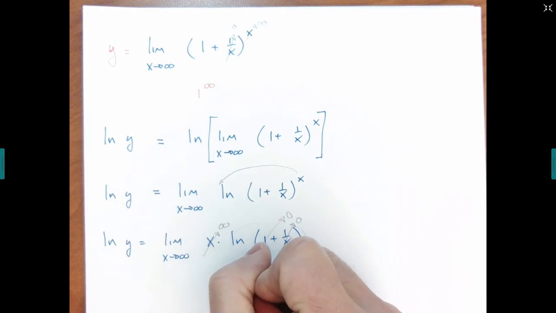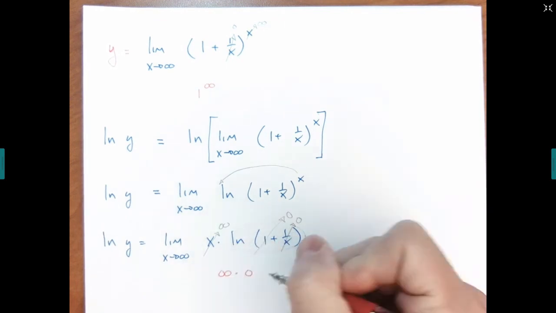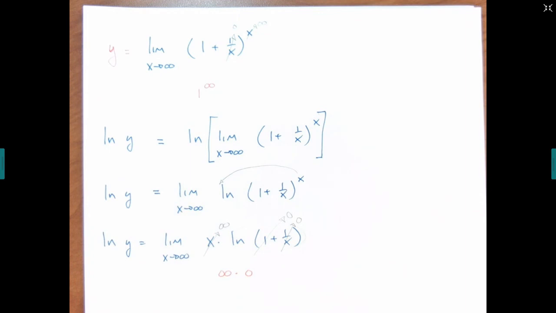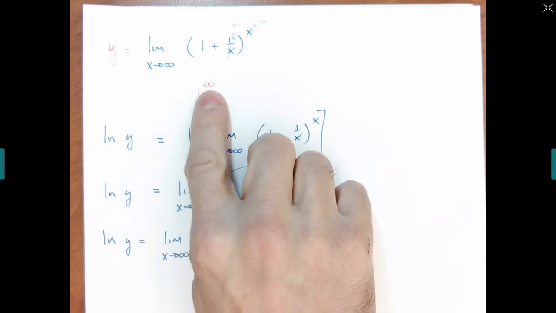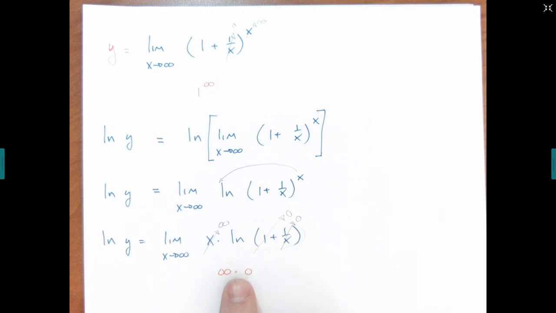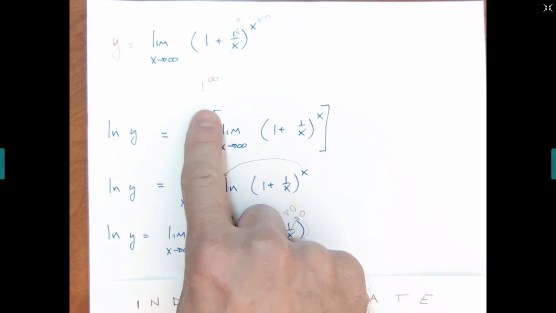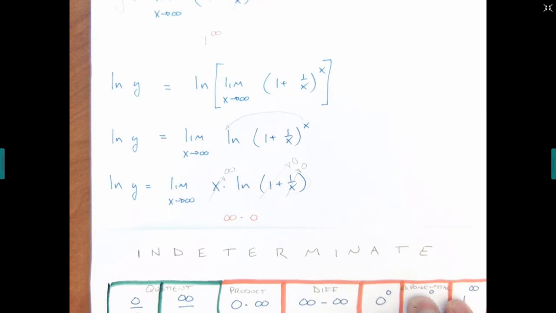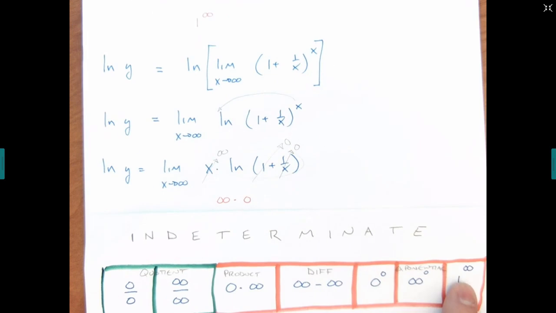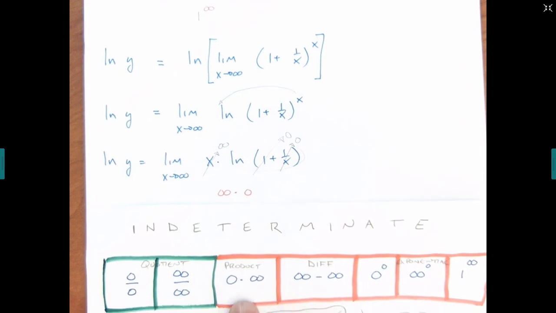Let me just grab my red pen. I've got infinity times 0. So I had 1 to the infinity. Now I have infinity times 0, which is still indeterminate. We started with 1 to the infinity power, and we used logarithms so that we could write it as a product. That's what we have now.